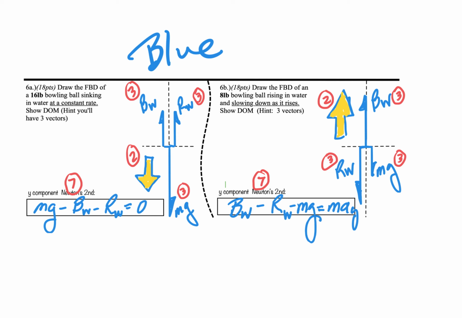First one's constant speed, so zero acceleration. In the second situation, it seems like the arrows are wrong. Like the RW plus mg should be less than the buoyancy, but actually it's slowing down as it's rising. So it's already reached a certain speed, and now the speed's starting to drop. So you have negative acceleration, but it is still rising. It's just not rising as fast as it was in a deeper part of the water. Anyway.